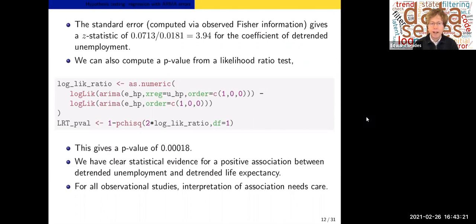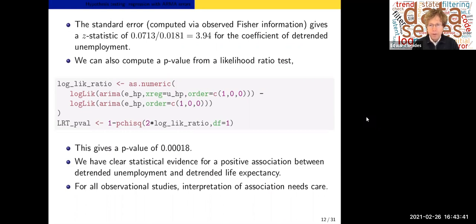Okay, this gives a p-value of 0.00018. So we're pretty sure that there's a positive association between detrended unemployment and detrended life expectancy. The next question is where we go with that. What do we conclude?